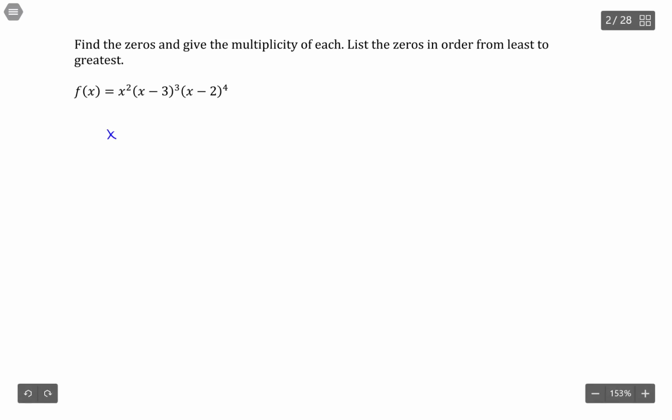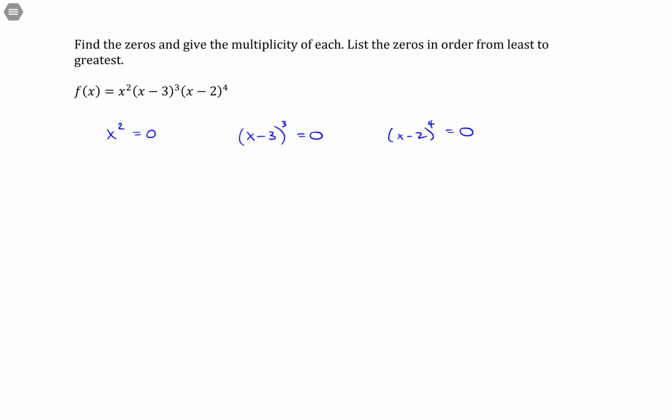So if we take each of the factors, we have x squared, we have (x minus 3) quantity cubed, and (x minus 2) to the fourth. If we set each of these equal to 0, we'll get the location of the zeros. Now, the square, cube, and fourth power, this doesn't really lend to much by locations of zeros.